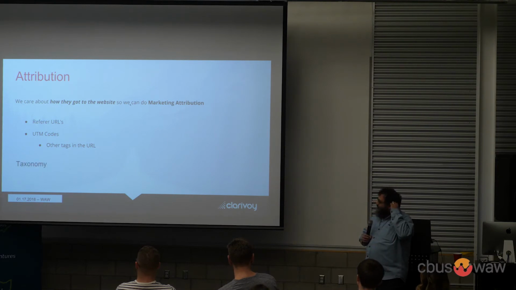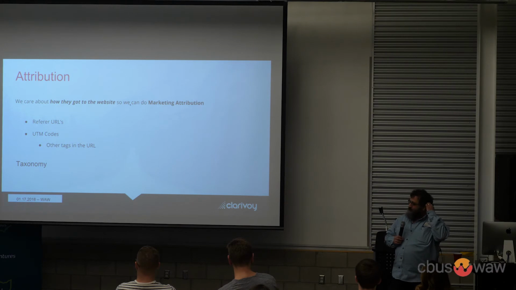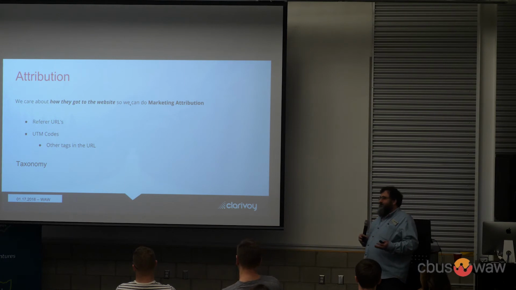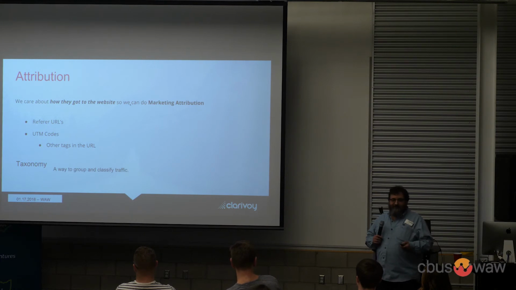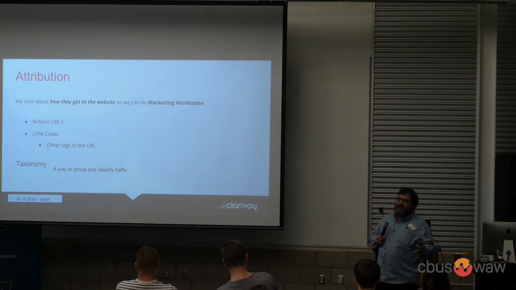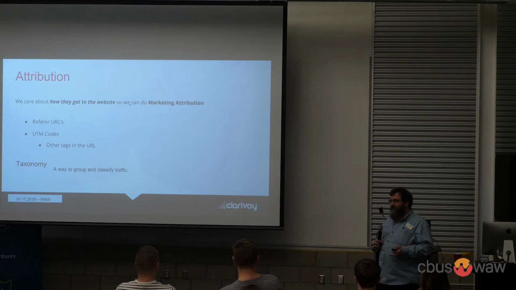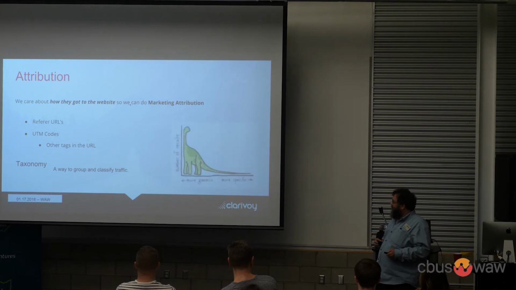So once we've parsed and figured out where people come from, we sort and group and organize all that information into something we call a taxonomy. And this is kind of a fancy word that means a way we've grouped and classified the traffic. So at least at Clarivoy, you'll hear the word taxonomy almost every day being discussed in the context of, is this in the right group? Is this in the right classification? Is this really third-party auto traffic from Edmunds, or is it a bot or whatever?